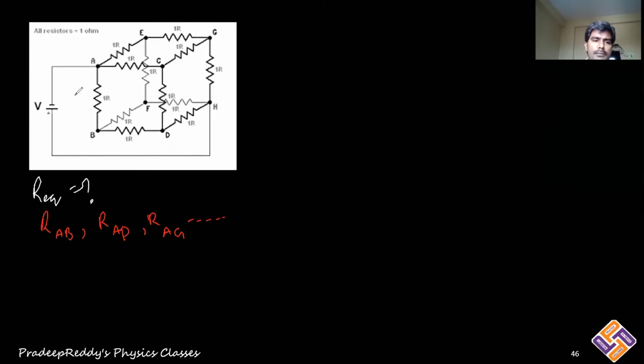In this problem, you are supposed to find out effective resistance between A and H. I'll explain this one. Remaining you can do by yourself. So in between exactly opposite diagonals of this cube, body diagonals. In between body diagonals of this cube, you are supposed to find out the effective resistance. R A H is equal to how much?